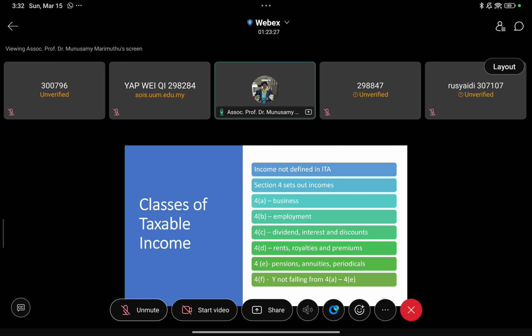Okay, so these are the classes of income, the income that can be taxed. 4A, we call business income. 4B, employment income. 4C, dividend, interest, discount. 4D, rental, royalty, premium. 4E, pension, annuity, periodical payments. Then look at F. F is the most catching section. What is F? If you cannot classify the income from A to E, that income is considered F.